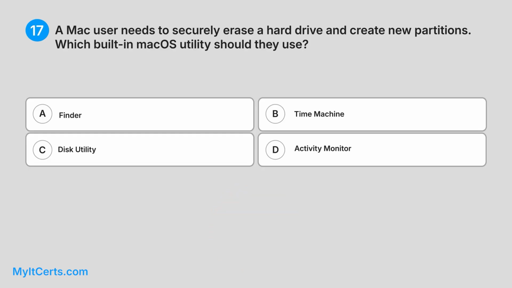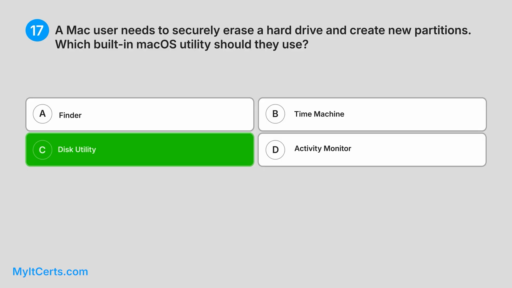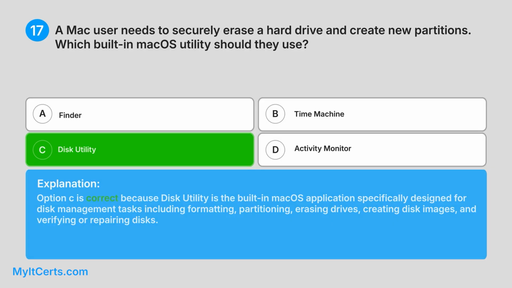Correct answer: C. Disk Utility. Explanation: Option C is correct because Disk Utility is the built-in macOS application specifically designed for disk management tasks, including formatting, partitioning, erasing drives, creating disk images, and verifying or repairing disks.